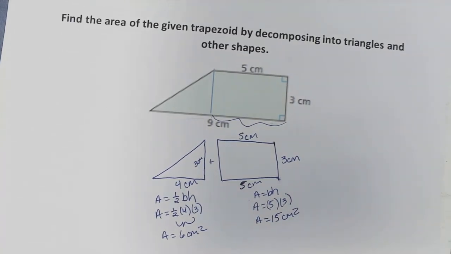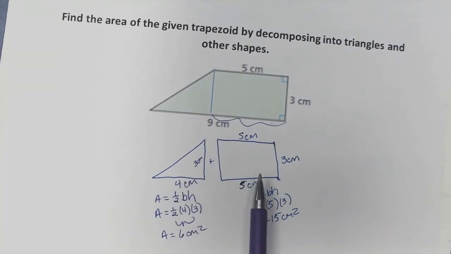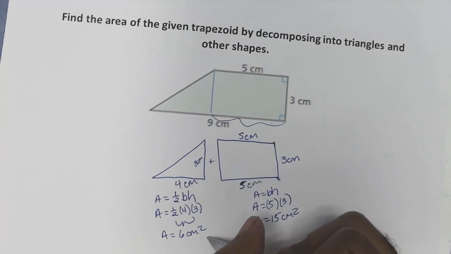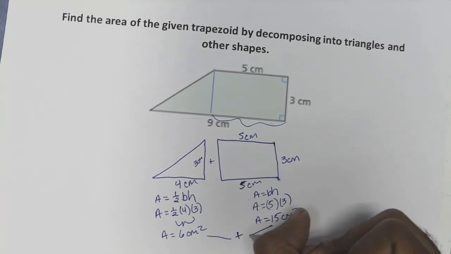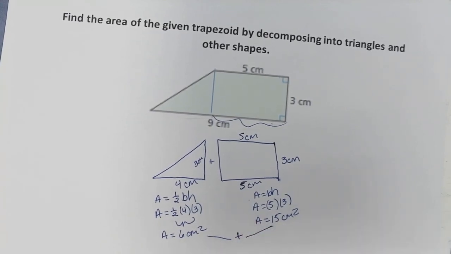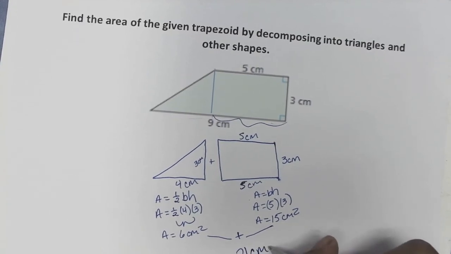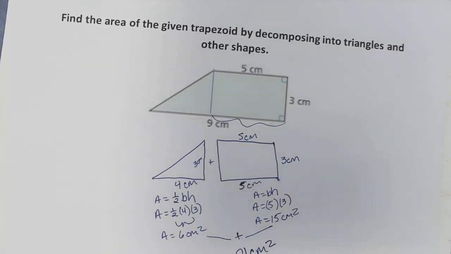But what is this problem asking us to find? We're looking for the area of the given trapezoid. So we need to add the areas together to get the area of the trapezoid. So I'm going to add the area of my triangle and the area of my rectangle together to get the area of my trapezoid, which is, correct, 21 centimeters squared. Good job. Not too bad, huh? Let's look at another one.